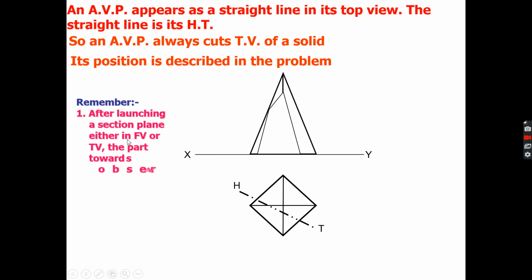After launching a section plane either in a front view or top view, the part toward the observer is assumed to be removed. After cutting with the section plane, obviously there will be two parts, so one part you have to remove. Which part will you remove? The part which is nearer to you. You are the observer, so whatever part is nearer to you, you have to remove it, right?